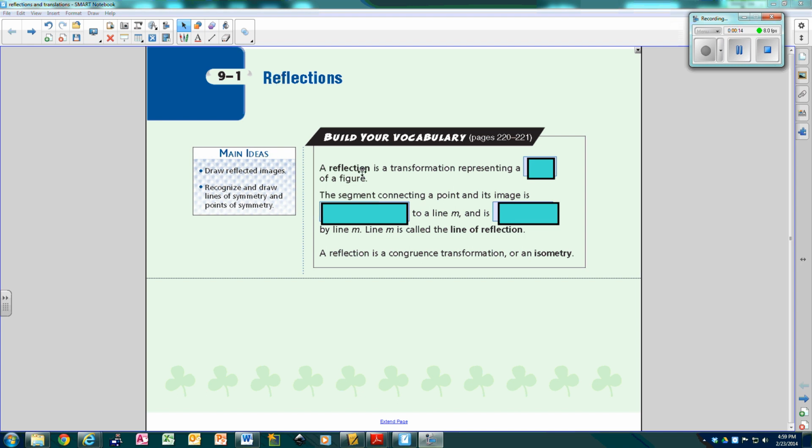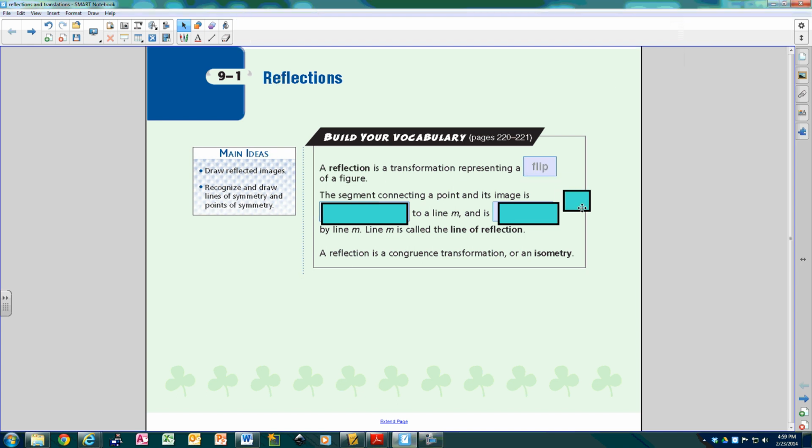So a reflection is a transformation representing a flip. So when you take something and turn it, flip it over, kind of like when you're flipping a pancake. A segment connecting a point and its image is perpendicular to line M and is bisected by line M. Line M is called your line of reflection. So a reflection is a congruent transformation or an isometry. So basically, it's not changing in size, it's just flipping over.